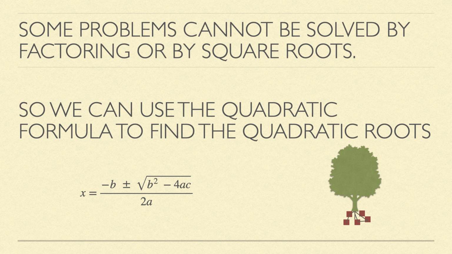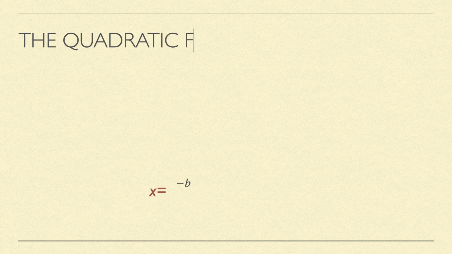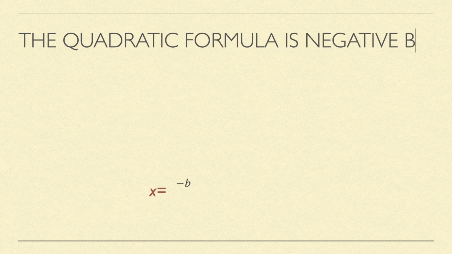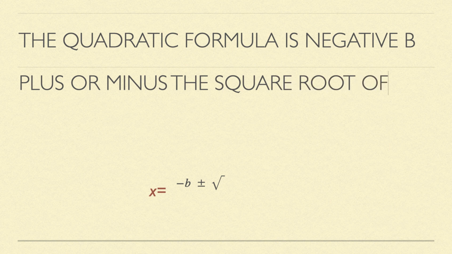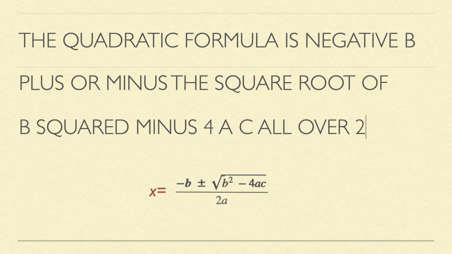So let's try the song again. The quadratic formula is negative b plus or minus the square root of b squared minus 4ac all over 2a.